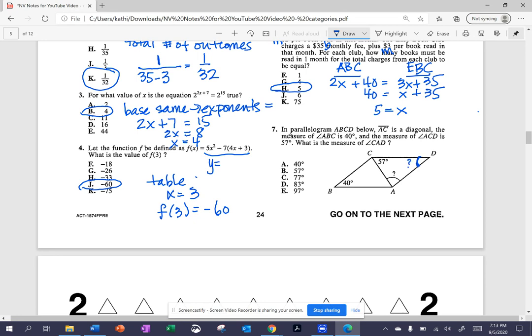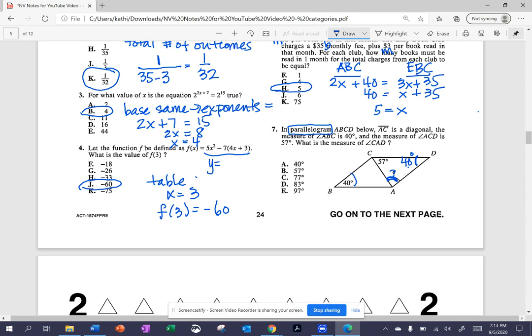So I'm starting out with, from geometry, that I know in parallelograms, this angle CAD is the angle that I'm trying to find. So I know from geometry that opposite angles of a parallelogram are congruent. So if angle B is 40 degrees, then angle D is 40 degrees.